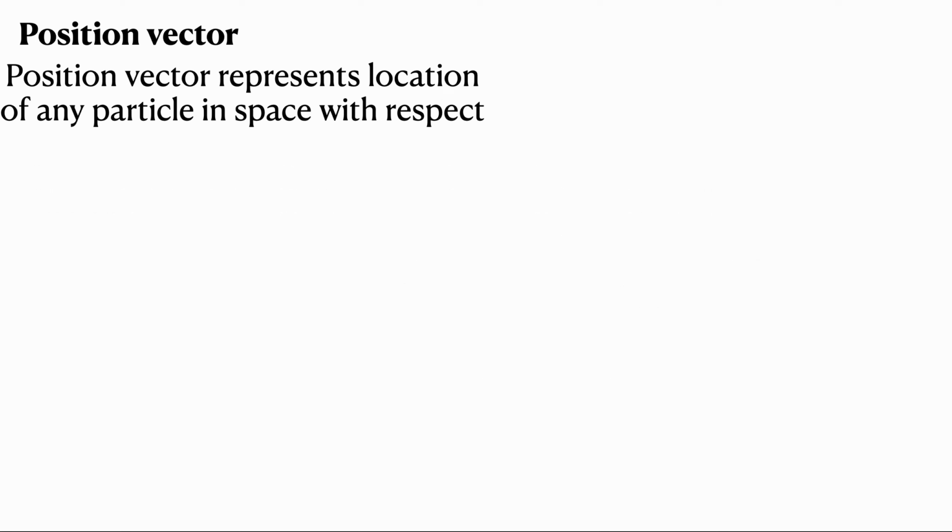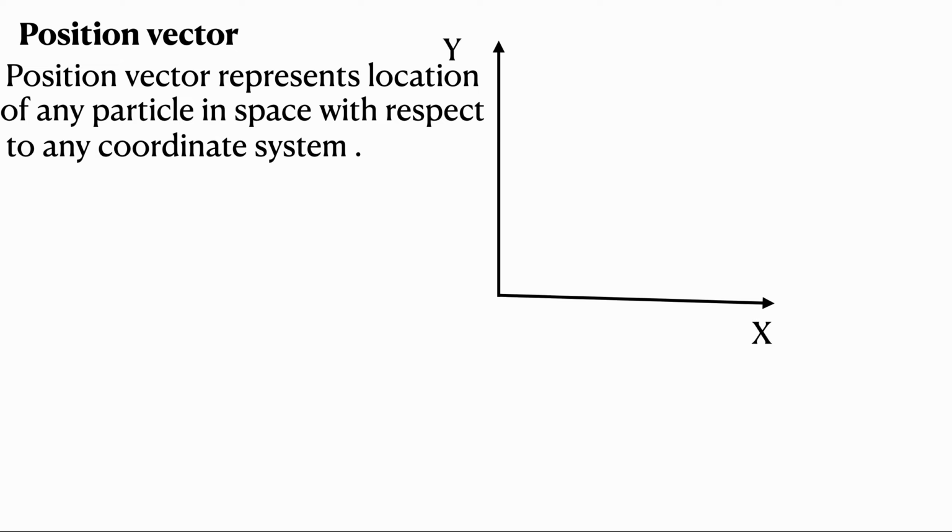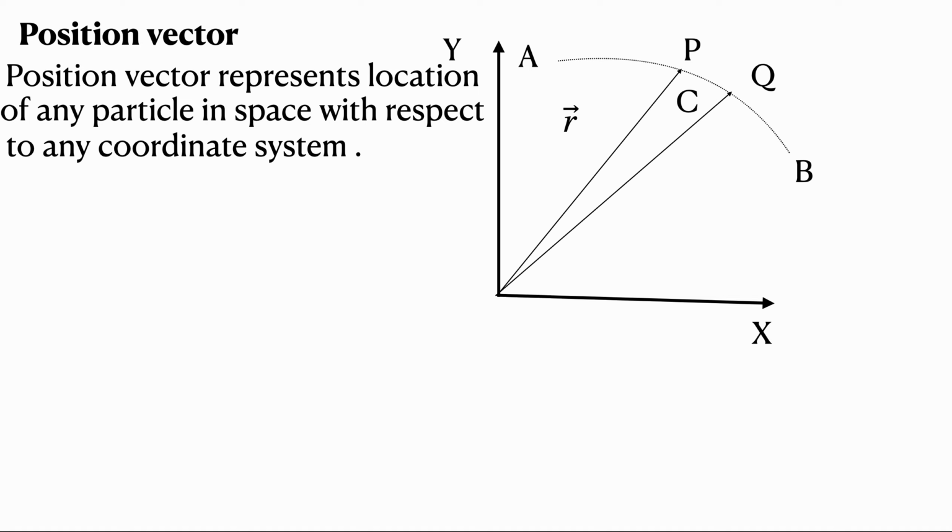Now let's discuss position vector. The position vector represents the location of any particle in space with respect to any coordinate system. Here I have drawn a two-dimensional Cartesian coordinate system and located a particle at any point P in the plane. Its position vector with respect to the given coordinate system is the vector r, and at point Q the position vector is r plus delta r.